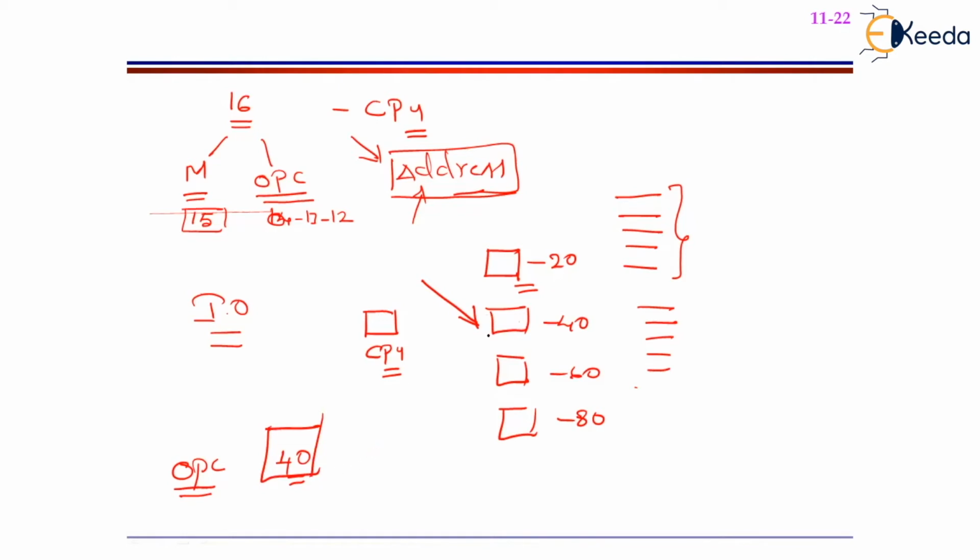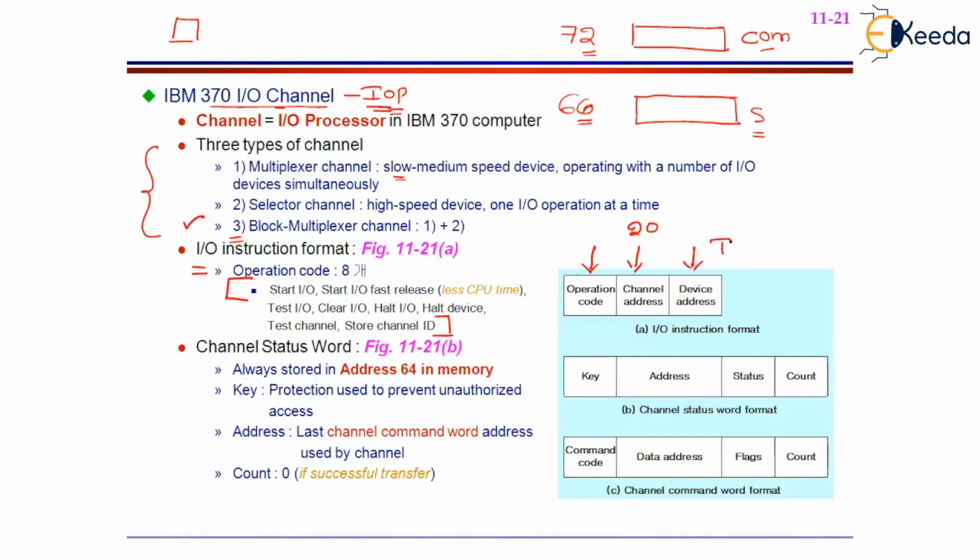Once the channel is located, then the next job is to locate the specific device to which the transfer has to be initiated. As each and every channel or IO processor is given a specific address, every IO device is also given a specific address. Let us say this is 200. So the current transfer should be initiated from this IO processor to this IO device. This is what the IO instruction format is all about.